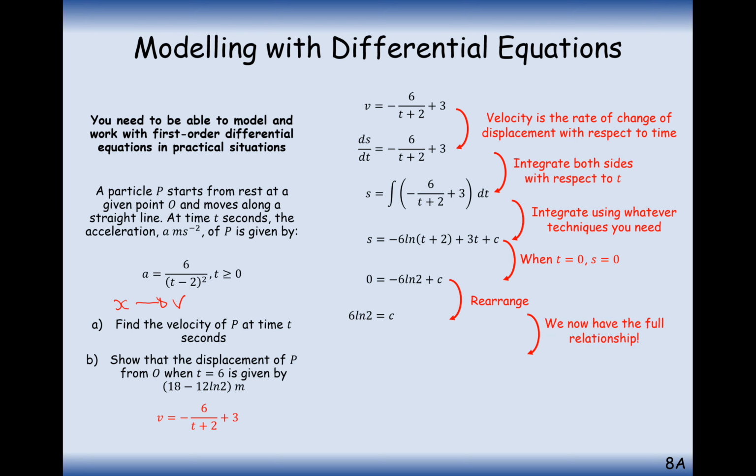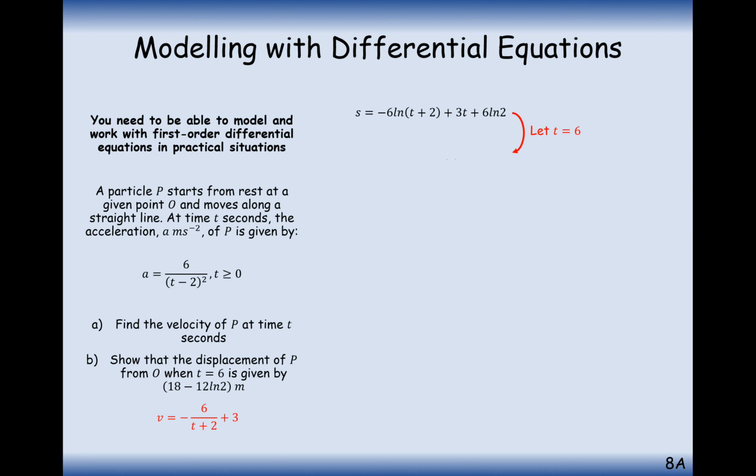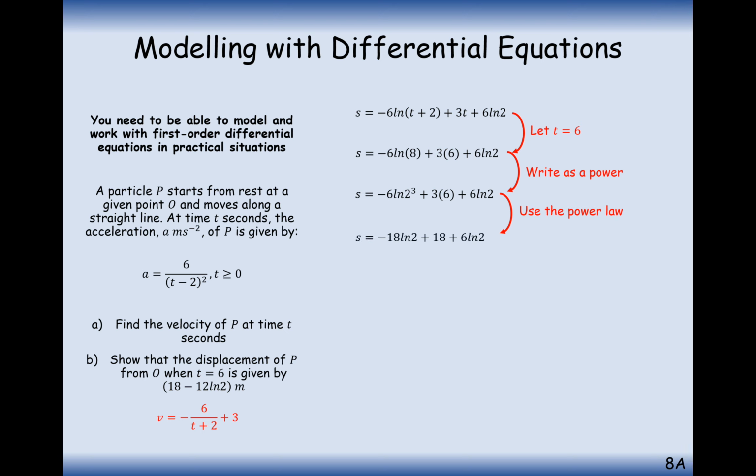Now all we need to do is put that back into the full relationship and then plug in t equals 6. Plug in t equals 6 and do a bit of simplifying. Bring out the power of 3 from the 2. Multiply the 3 to the front, and then you can group it with the 2 at the back.